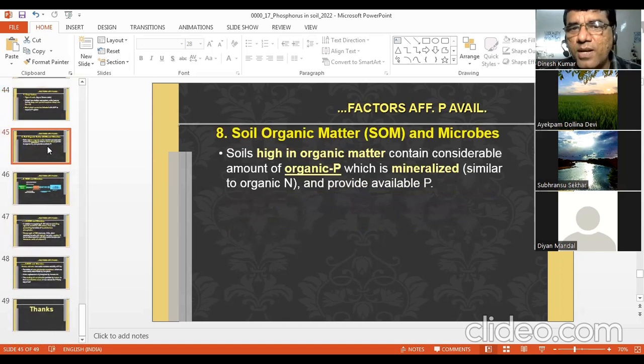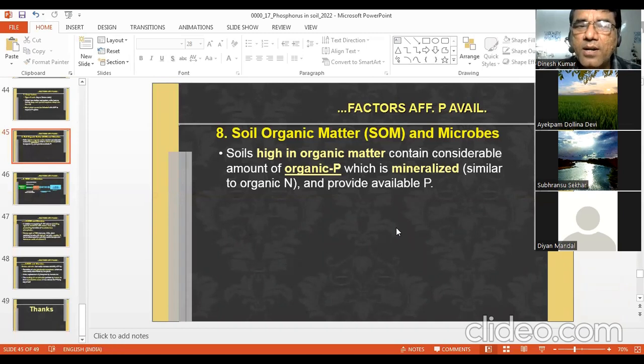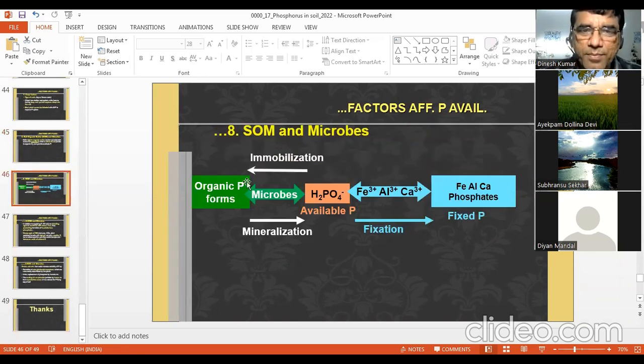We have discussed soil organic matter. Soil organic matter generally increases phosphorus availability. Soil high in organic matter contains a considerable amount of organic P, which is mineralized. So organic matter is important, and microbial activity affects the fixation as well as availability. Less fixation, more availability. So you can see here your available phosphorus, with the help of microbes, can go to organic phosphorus, or otherwise it can be mineralized by microbes and become available to the plant.